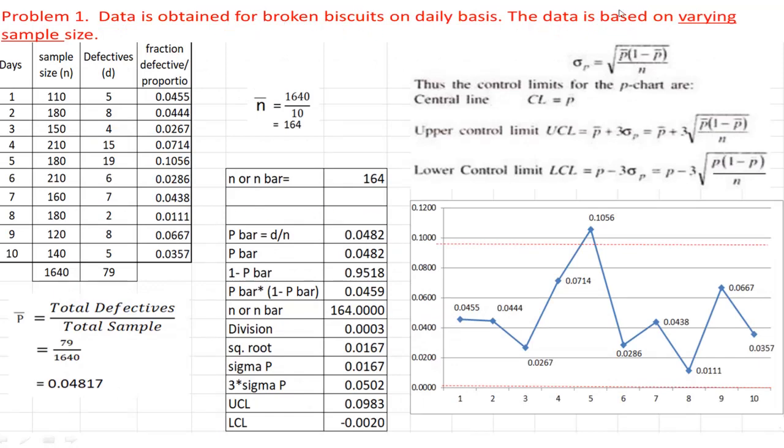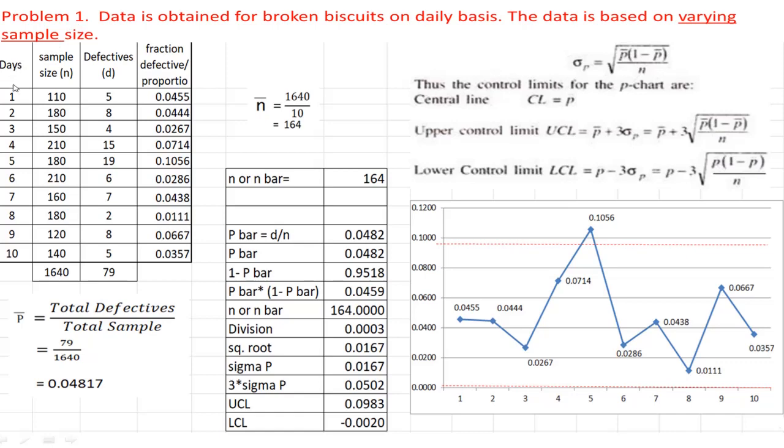This problem is based on varying sample size. Varying sample size means the sample size is varying. Another problem we are going to solve is based on fixed or constant sample size. So first, problem number 1, based on varying sample size.